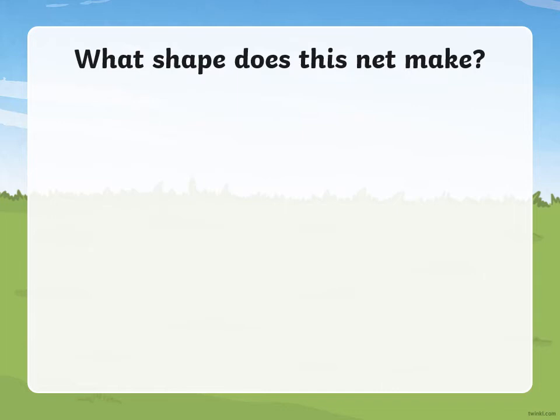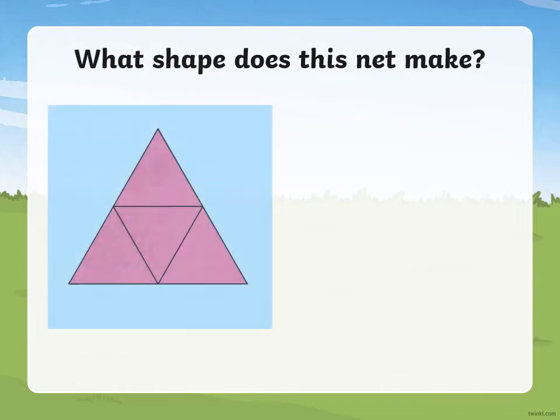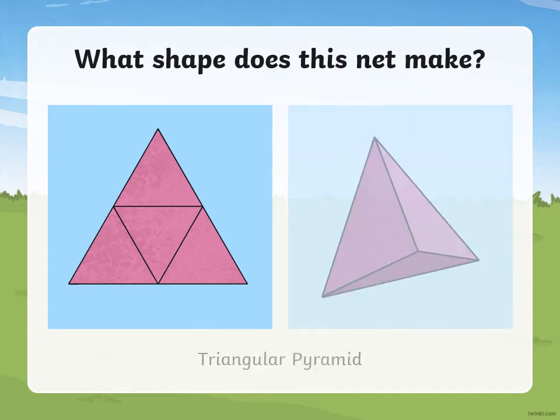Think that one was a little bit tricky. How about this one, Primary 7? Remember, we are looking for the name of the 3D shape that the net makes, and we're looking for you then to describe the 3D shape. How many edges, vertices, and faces does it have? Good luck!